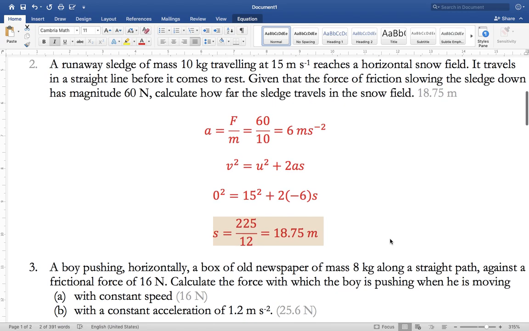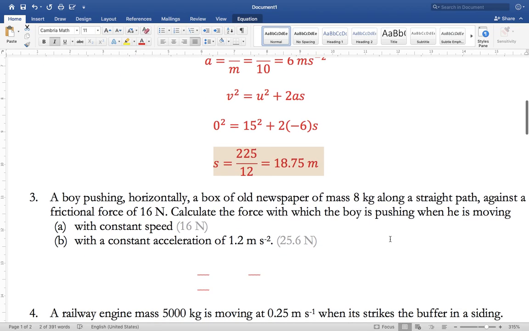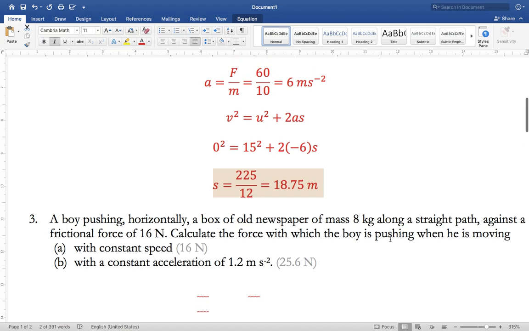I continue to number 3. Please read it. I give you a few minutes to read it.